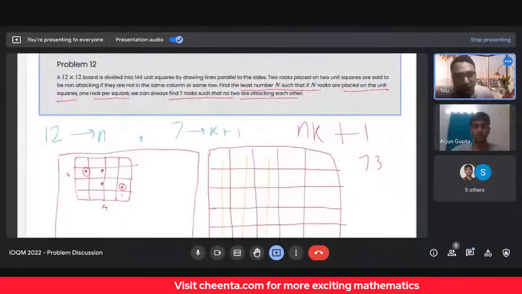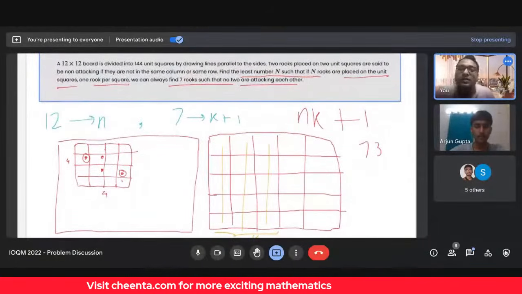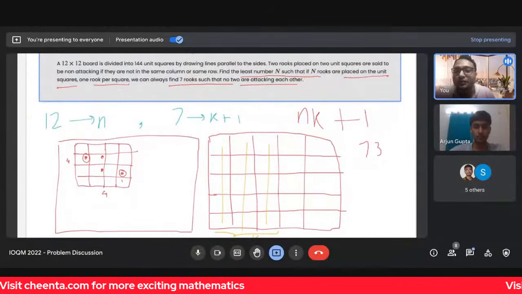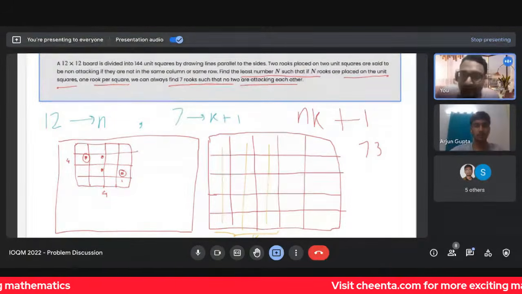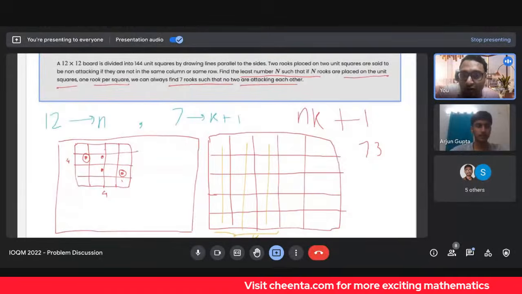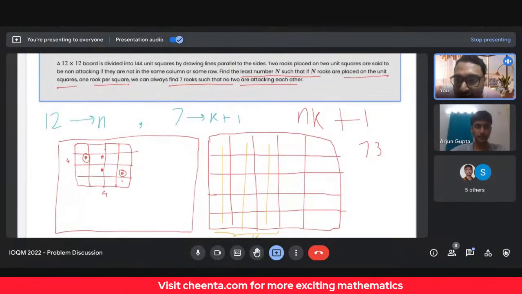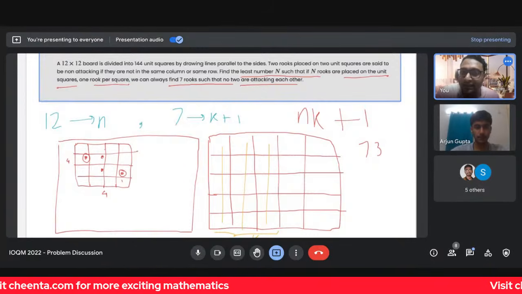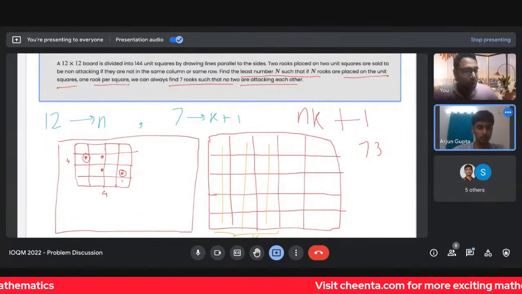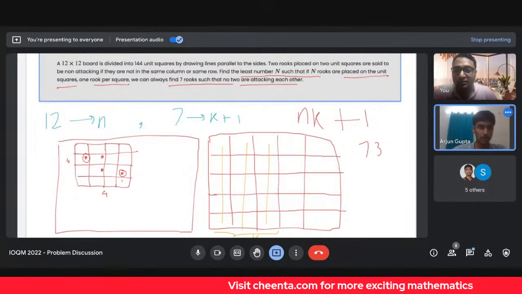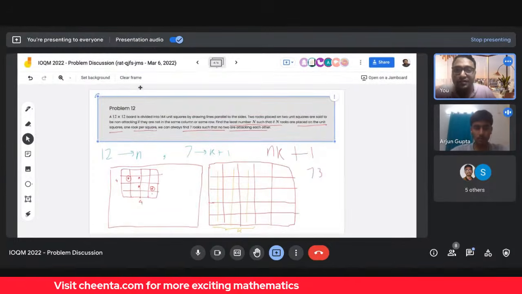Can you give an example of this argument in a smaller version? Let's say a 5 cross 5 board, so n equals 5 and k equals 3, maybe something like that. Okay, I'll give it on the next page, so that all of us can follow the argument.